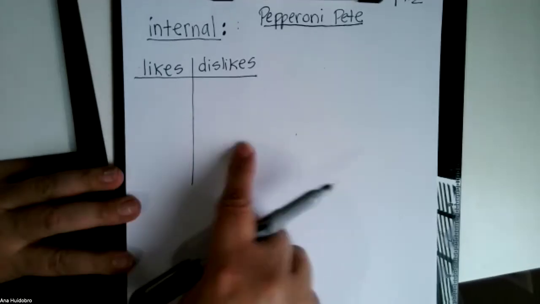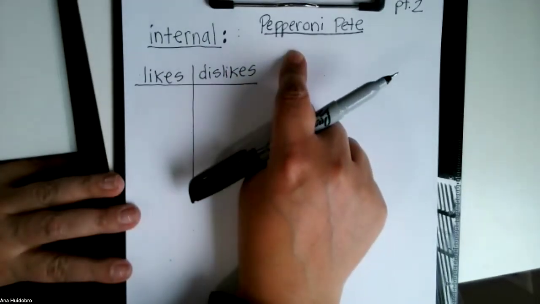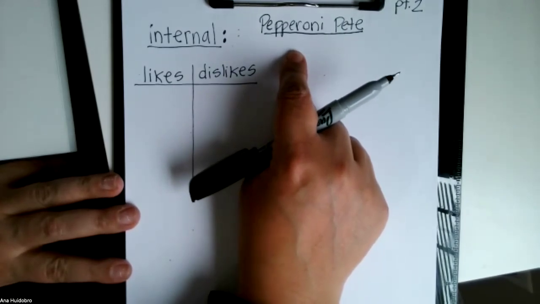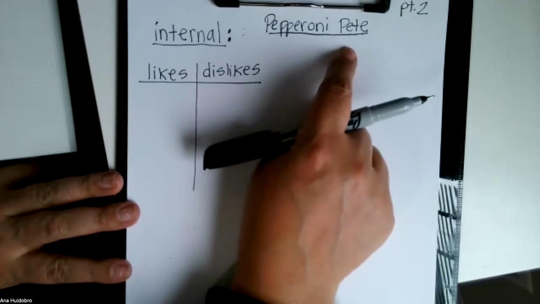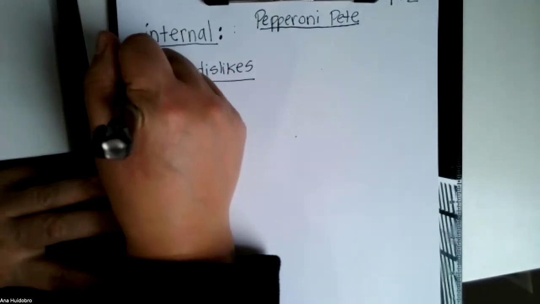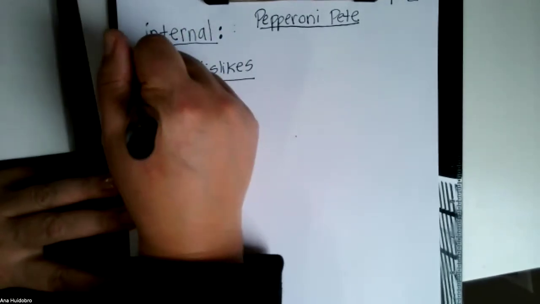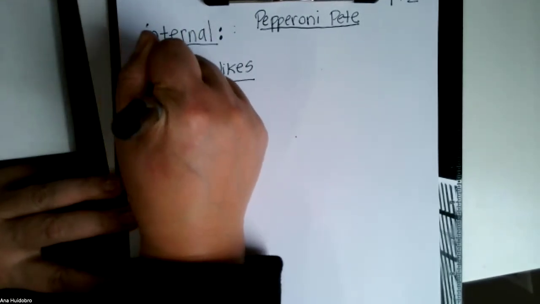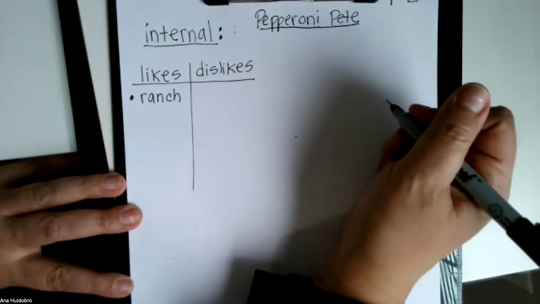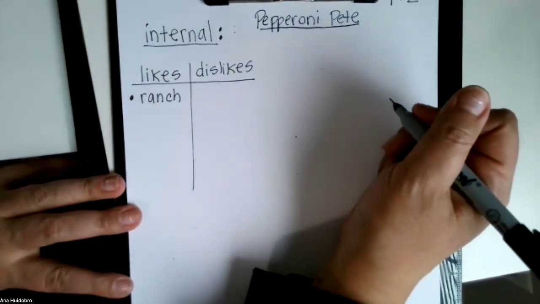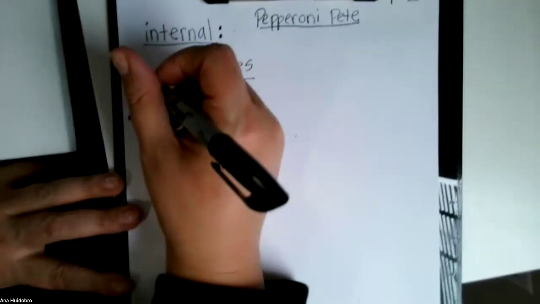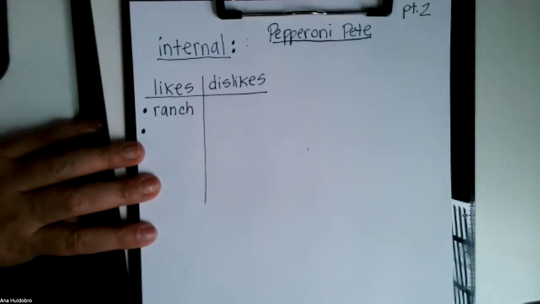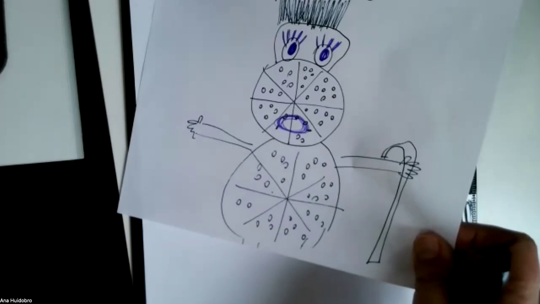Excellent. Now I'm going to fill this out for my character. Okay, so my character is not your character, so you have to create your own likes and dislikes. My character is a big pepperoni pizza named Pete. So of course, because he is a pepperoni pizza guy, he has to like ranch. Because who doesn't like ranch on their pepperoni pizza? Oh my goodness. Of course, this is my list, okay? My guy Pepperoni Pete, in case you forgot what he looks like, this is my guy Pepperoni Pete.